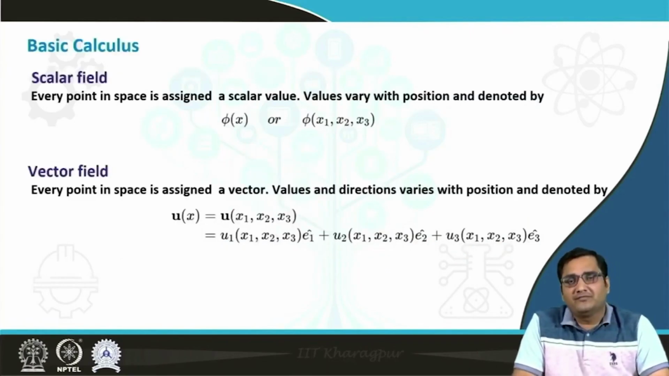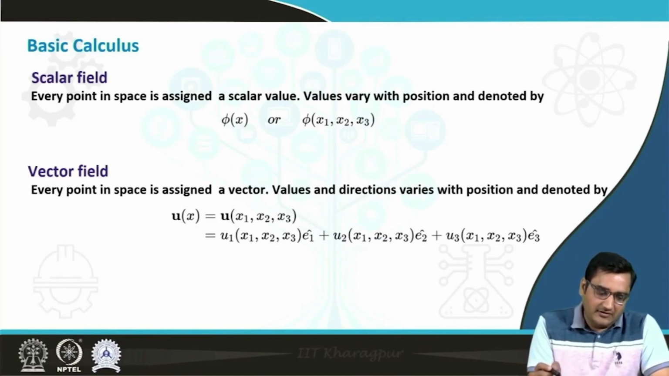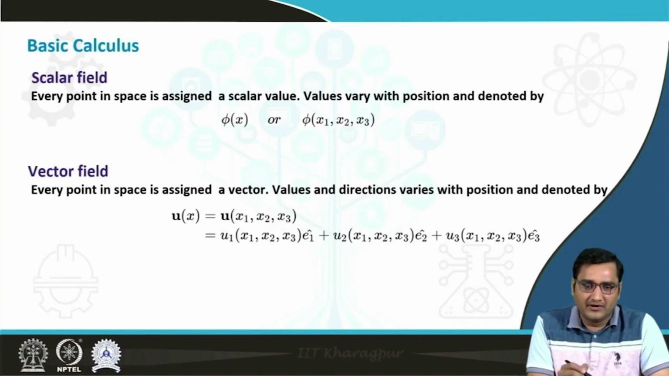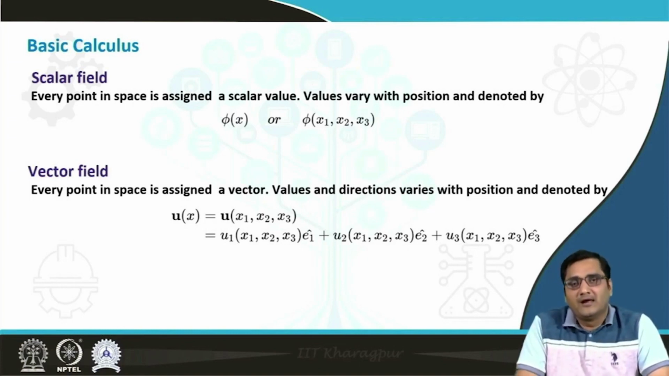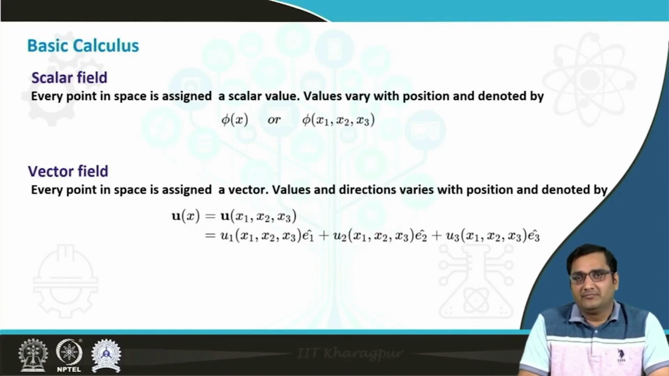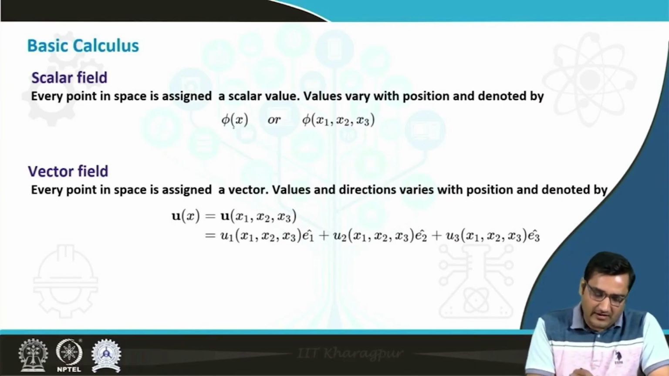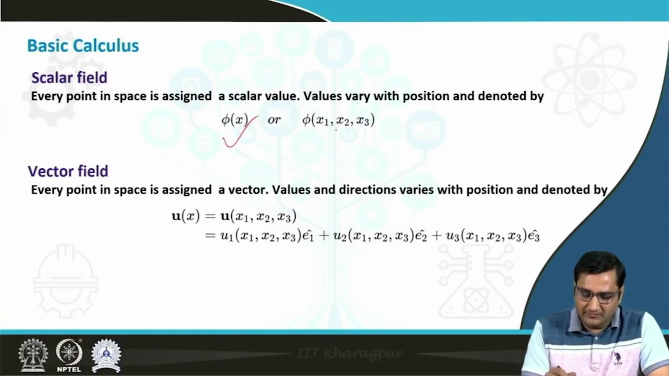Now if we start with the lecture today, before we go deep into today's lecture, let's learn something starting from the very basics. What is a scalar field, what is a vector field, what are the divergence, the gradient, and the curl. So in a scalar field, every point in space is assigned a scalar value. That means it doesn't have any direction, but it does have a position, and it is denoted by phi x, or in terms of position it can be phi of x1, x2 and x3.